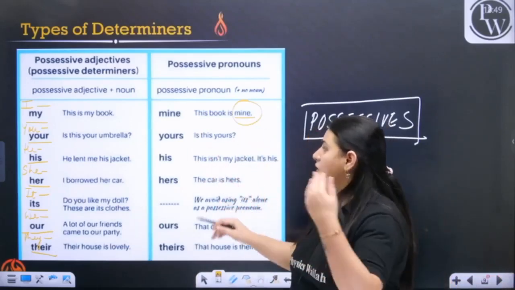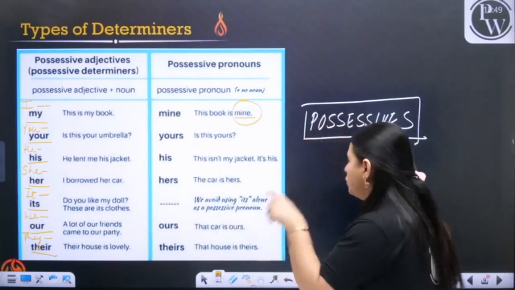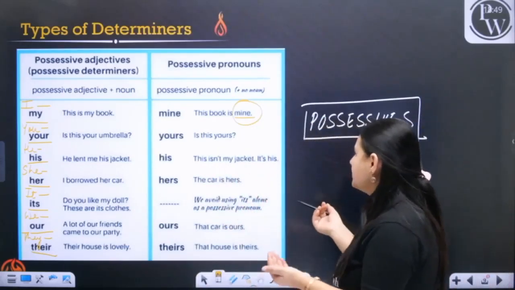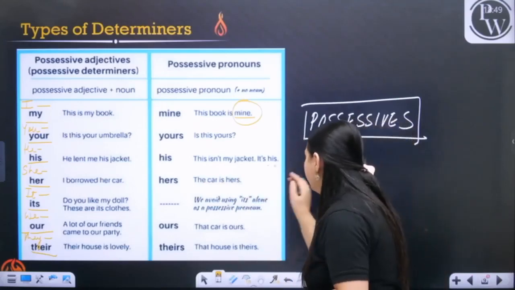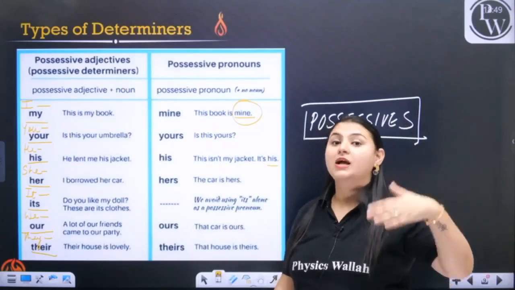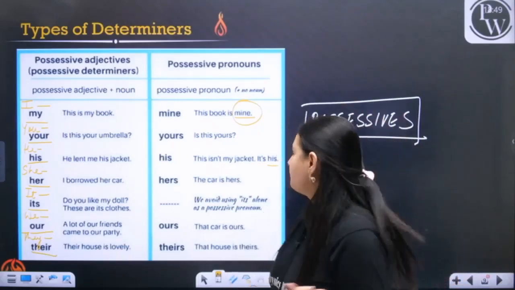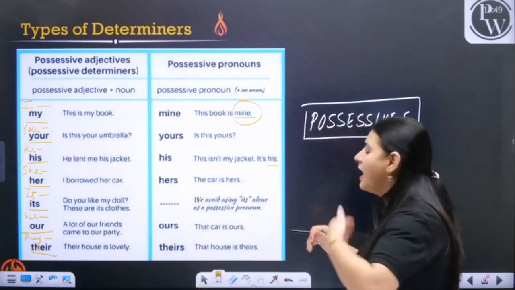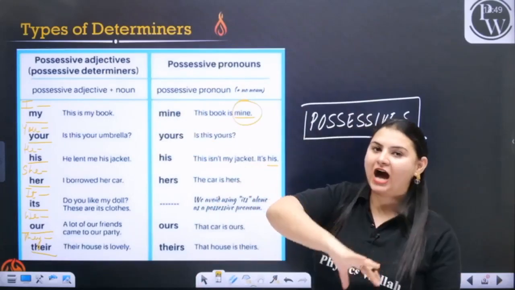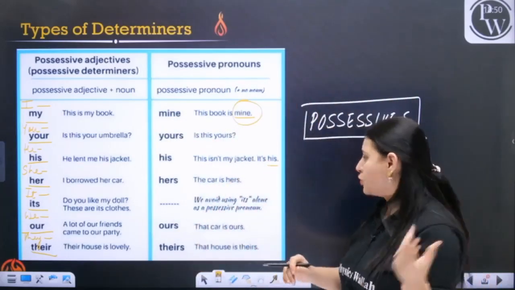Is this yours? Is this your umbrella? Is this umbrella yours? He lent me his jacket. This isn't my jacket. It's his. Now, his remains his only, but it comes in the end. Here, when it comes in the end, it becomes a pronoun. Hers. The car is hers. It belongs to her. The car is hers. Here, hers is a pronoun.